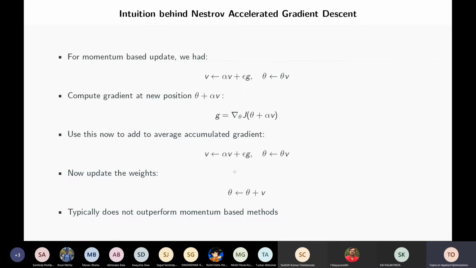So if I see one more variant of the momentum based method. So there is SGD, and then what we saw is SGD plus momentum.